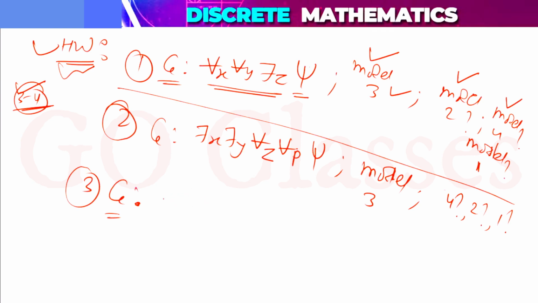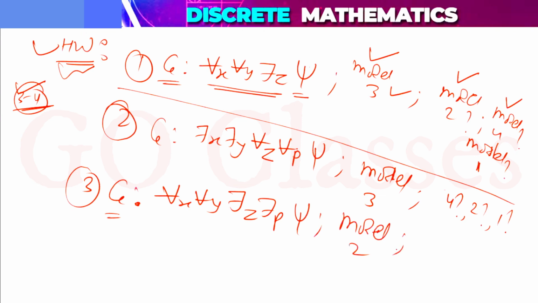Okay, let's take one more example. For example, for all x, for all y, there exists z, there exists p, psi. Let's assume that they give you a model of size 2. Then can you guarantee a model of size 3? Can you guarantee a model of size 1? So these questions you can take.